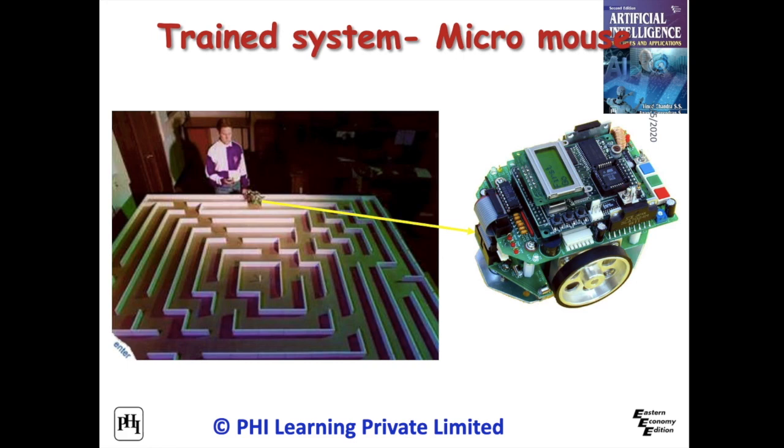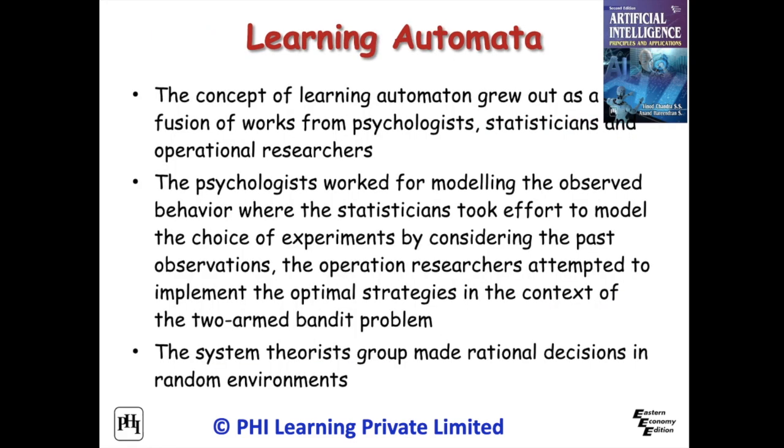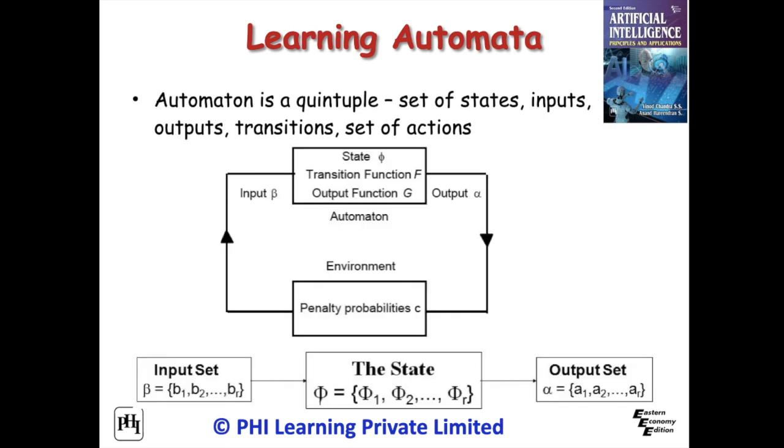The concept of learning automation grew out as a fusion of work from psychologists, statisticians and operational researchers. The psychologists worked on modeling the observed behavior, while the statisticians made efforts to model the choice of experiments by considering past observations. The operations researchers attempted to implement the optimal strategies in the context of the two-armed bandit problem. The system theorists made rational decisions in random environments. In an uncertain situation, the output of the environment depends on the way the other agents work, which remains unknown to the decision maker.